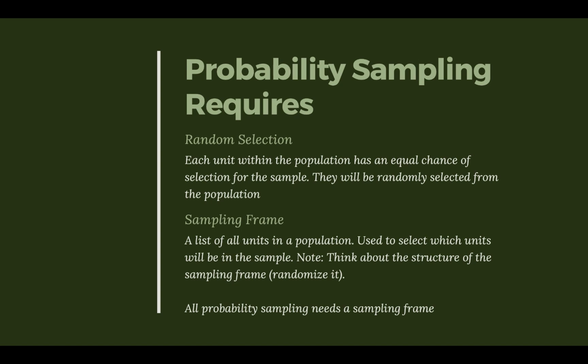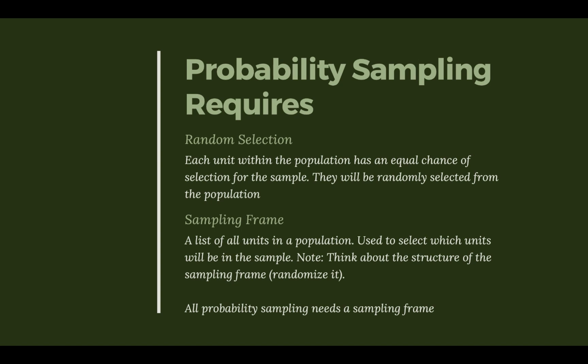Well, how do we do that? First, if we're going to be sampling from the entire population and we want to ensure that everyone has an equal chance, we have to have a list of all those units or all those people in the entire population. And that is called a sampling frame. It's just a list of all the units in the population. Then we use that list to identify or select which ones will be included in the sample. It's important to think about the structure of the sampling frame.